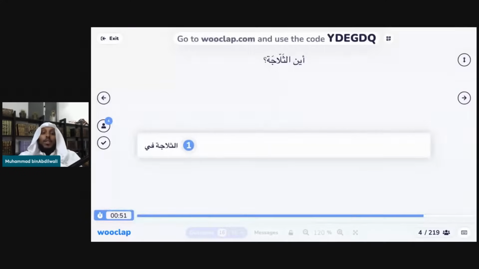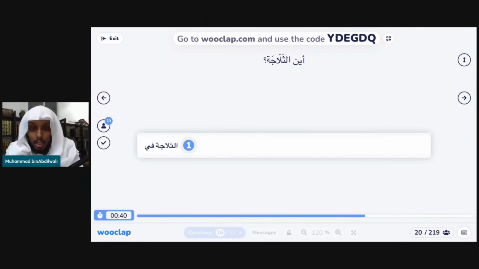Okay, بسم الله. There you go. أين الثلاجة؟ الثلاجة في. Don't pay attention to the way it shows up on my screen. It's not really showing up right to left. I think the mobile screen is better. I think it shows up correctly. الله أعلم. الثلاجة في.